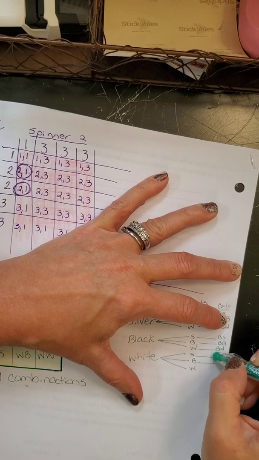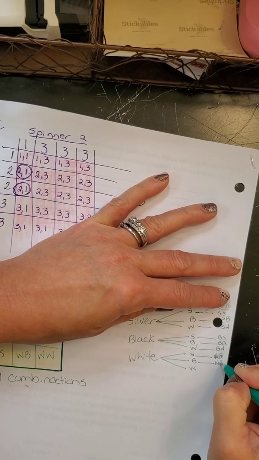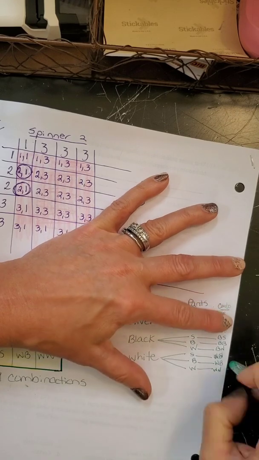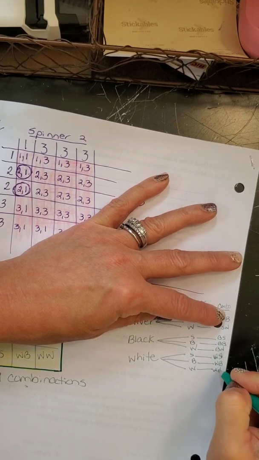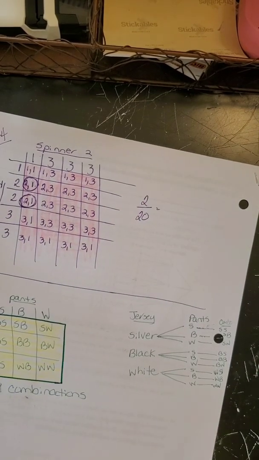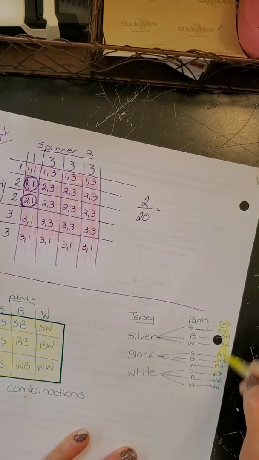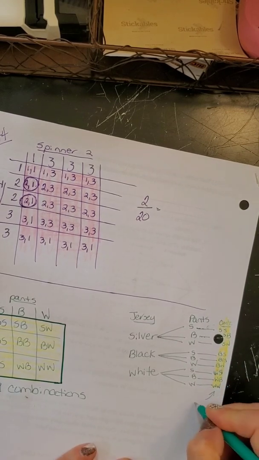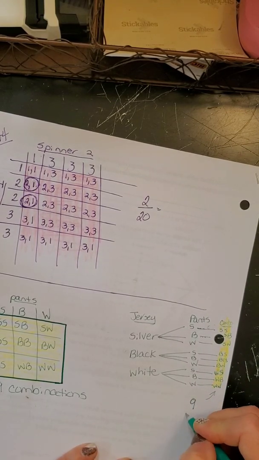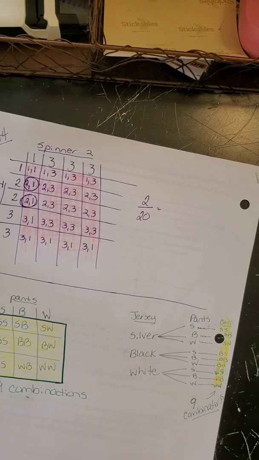white, silver, sorry. White, silver, white, black, white, white. Let me fix that one. So our combinations, if you drew a tree map, would be right there. And we still have 9 combinations.